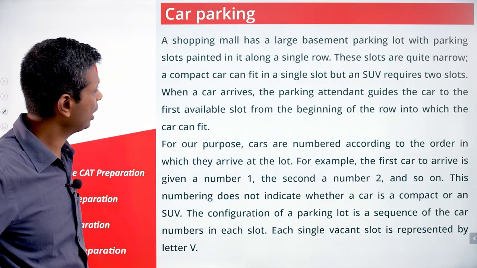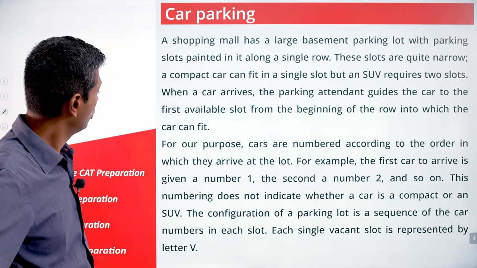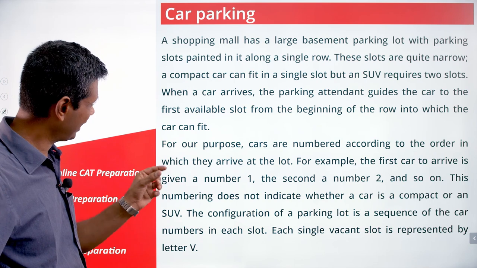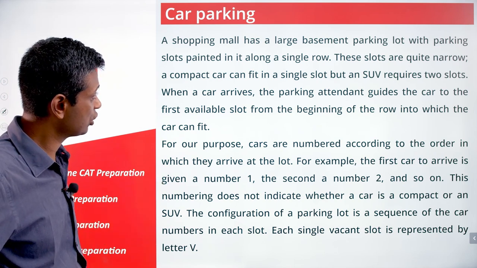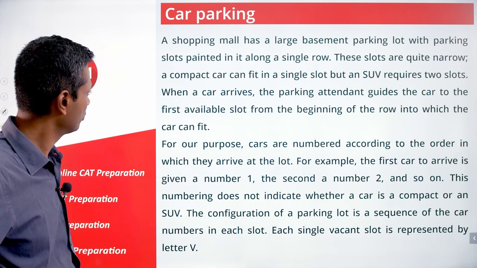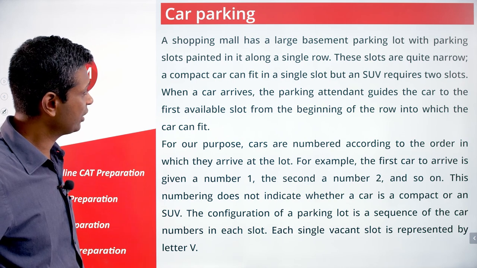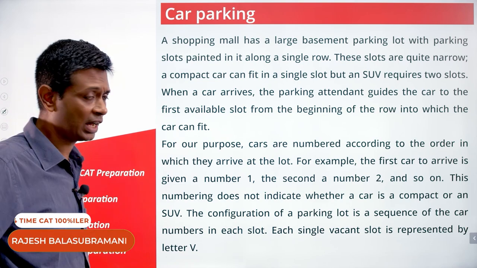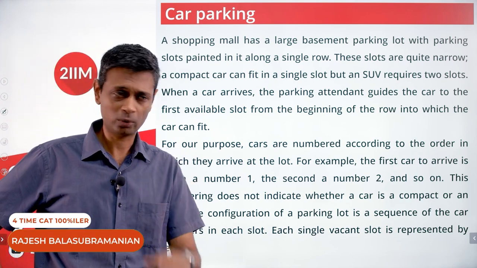Car parking. A shopping mall has a large basement parking lot with parking slots painted in it along a single row. These slots are quite narrow. A compact car can fit in a single slot, but an SUV requires two slots. When a car arrives, the parking attendant guides the car to the first available slot from the beginning of the row into which the car can fit. So far, so good. First slot, he'll ask them to go.